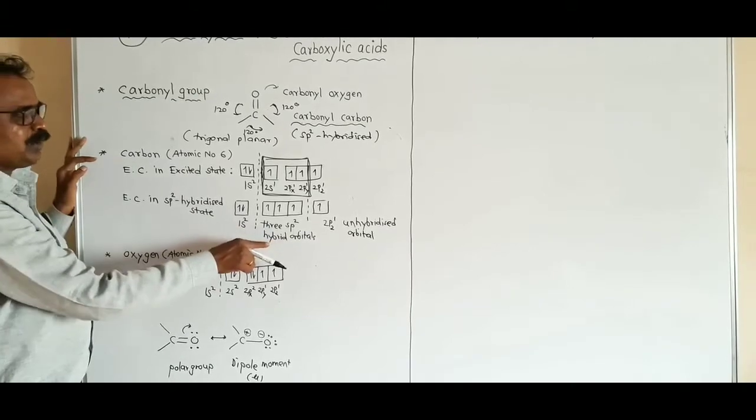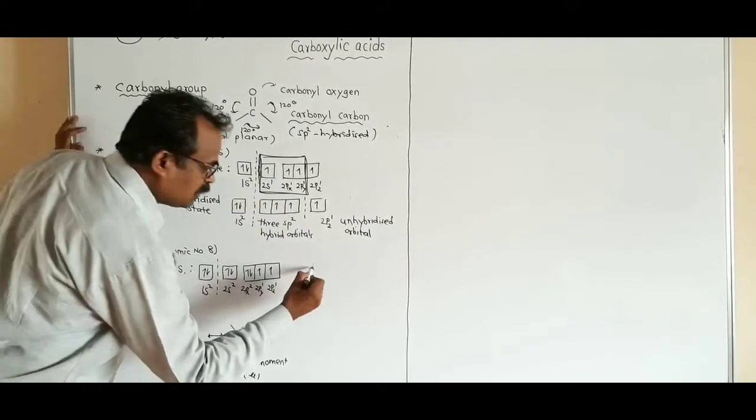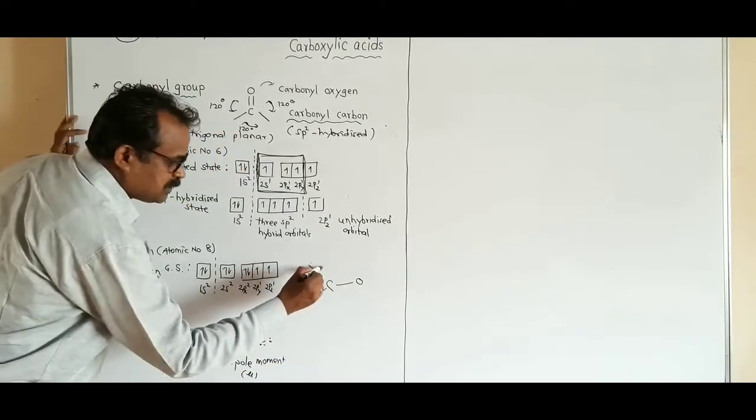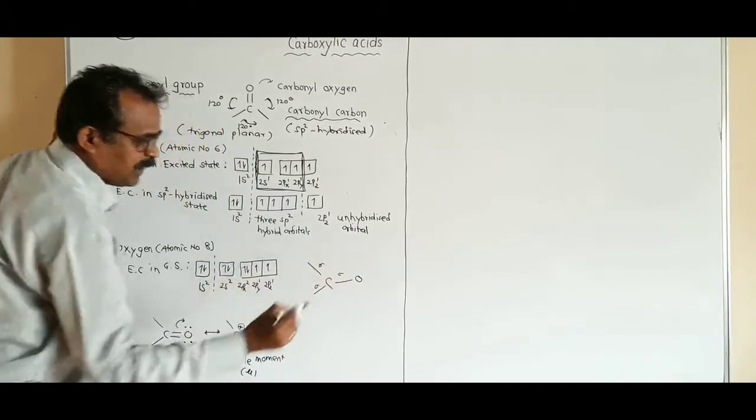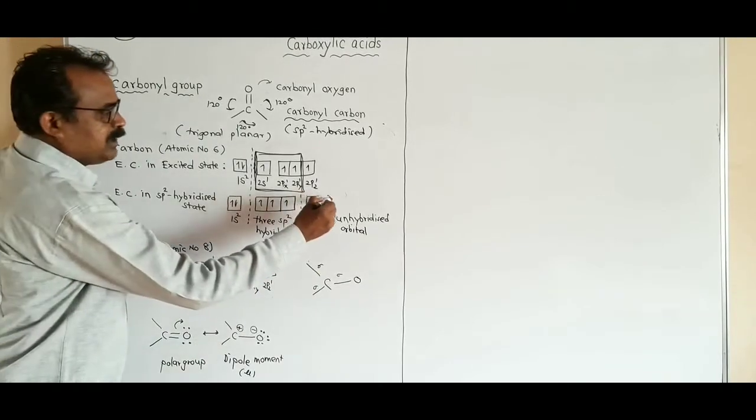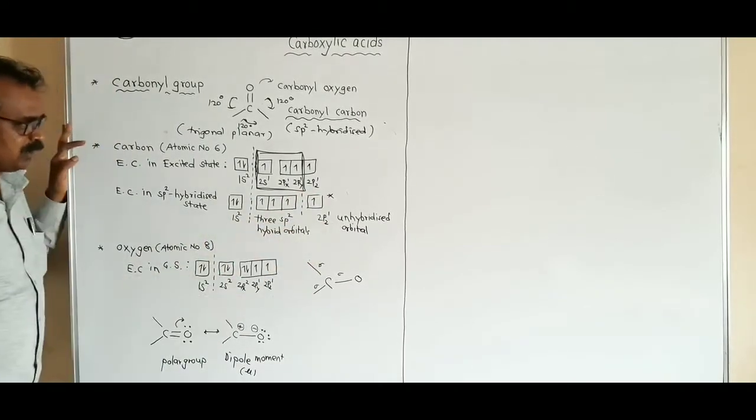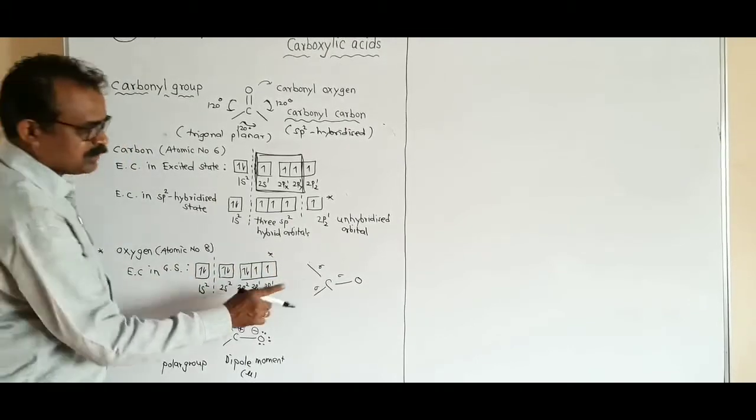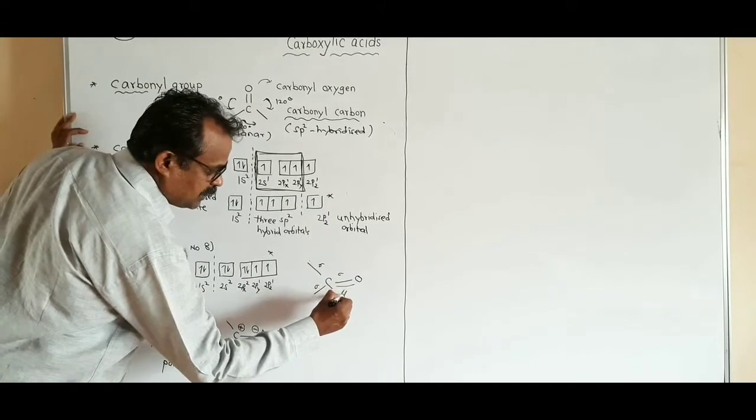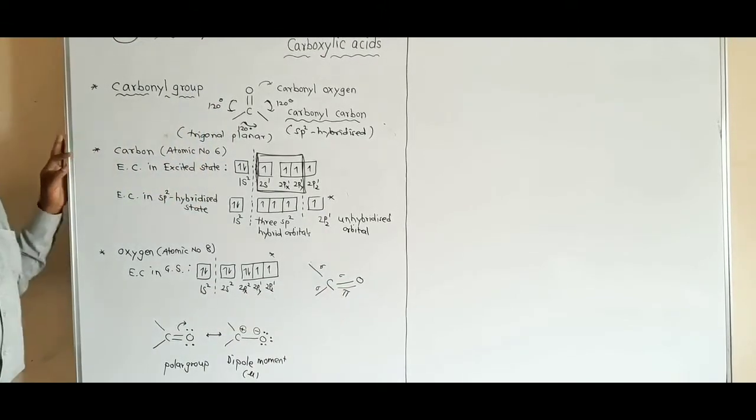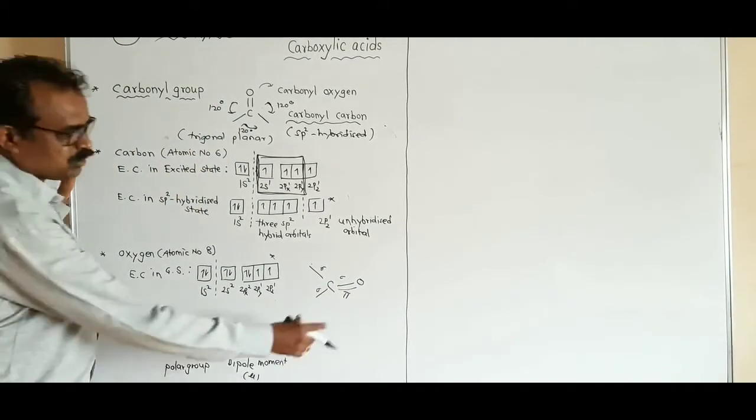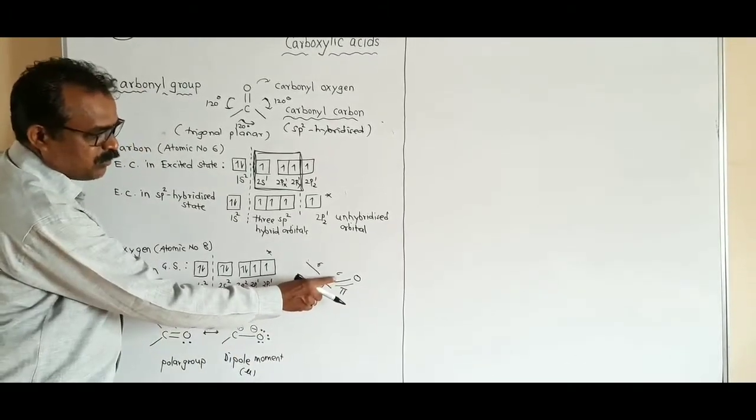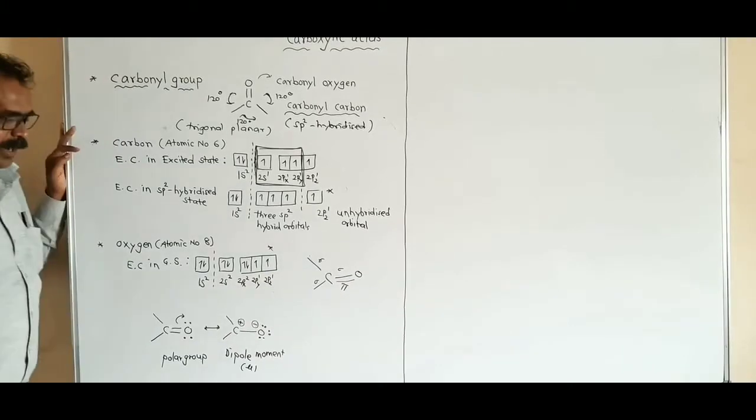These 3 sp2 hybrid orbitals containing unpaired electrons overlap to form 3 sigma bonds in one plane, and the remaining unhybridized p orbital of carbon and the p orbital of oxygen overlap laterally and form the pi bond. In this way the double bond forms between carbon and oxygen, in which one bond is sigma and the other is a pi bond.